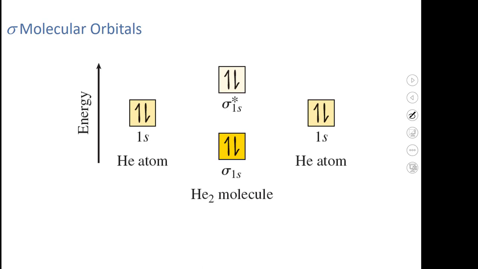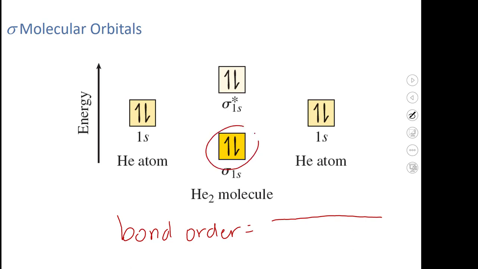So let's determine the bond order for this guy. How many electrons are in bonding orbitals for He2? Two. There's our two bonding. How many are in antibonding? Two. So what is our bond order here? Zero. That means zero stability. So would this thing occur if it has zero stability? No. The higher the bond order, the more stable the molecule.